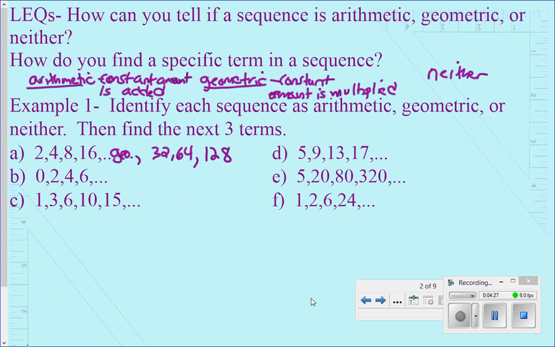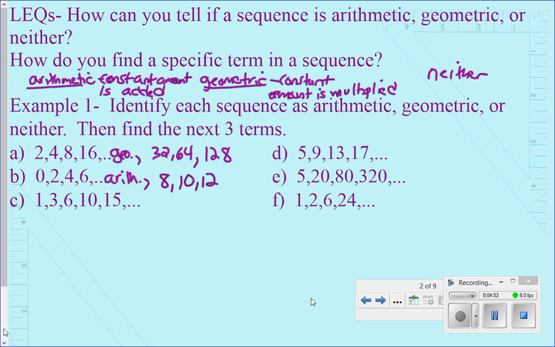Okay, the next one, 0, 2, 4, 6. Put that in your notes. Take a look at that. Hopefully you're realizing without a whole bunch of thought that we're adding 2. So that means the constant amount is being added. So it's arithmetic. And the next 3 terms, just adding 2 on. So that's 8 and 10 and 12.